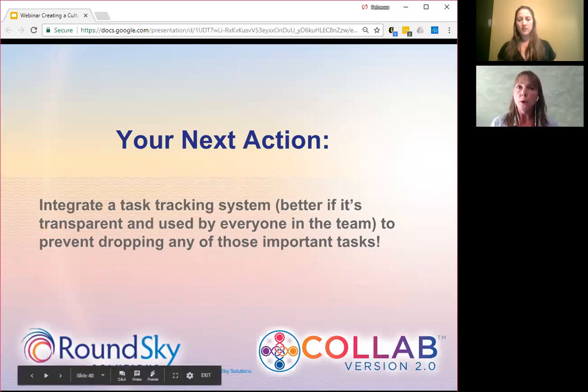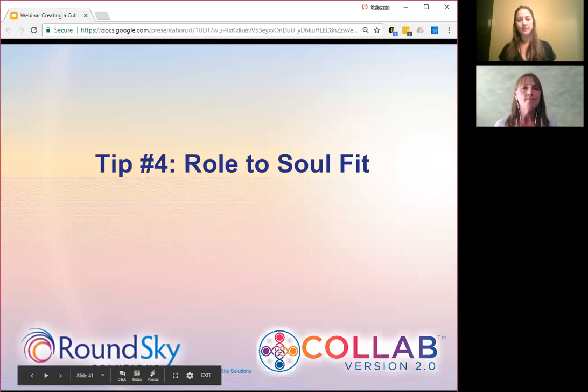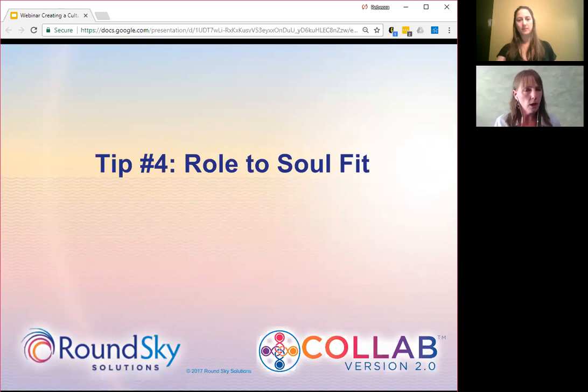And tip number 4, our role to soul fit. So once you have your roles clear on a team and are using ops reports and task tracking, if you want to achieve the highest level of productivity and accountability, getting people into those roles that are the best fit in terms of capacity, skills, and personality is highly effective.